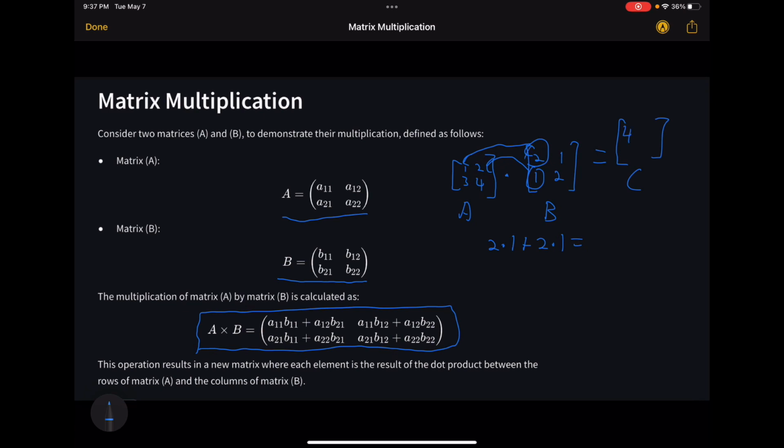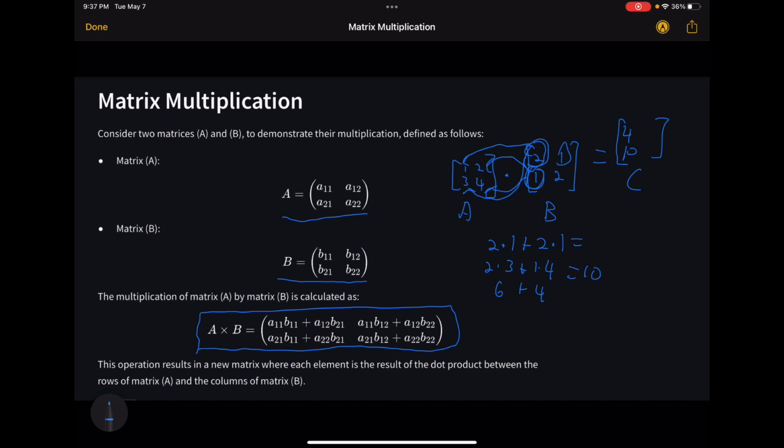Then we would take these same numbers, 1 and 2 right here, and multiply them times 3 and then times 4. I know it's getting a little messy, but I'll write it down here. So it'd be 2 times 3 plus 1 times 4, which is 6 plus 4, which equals 10.